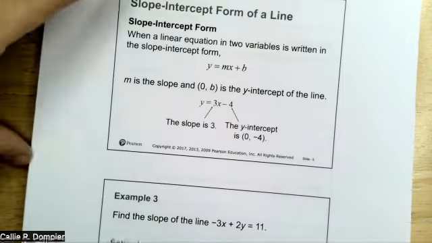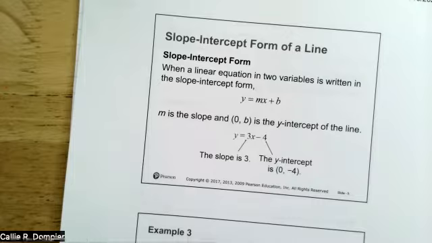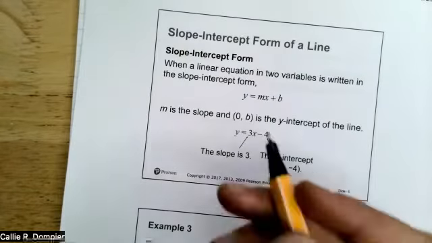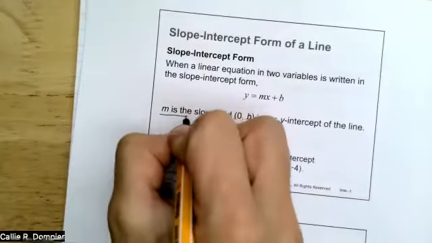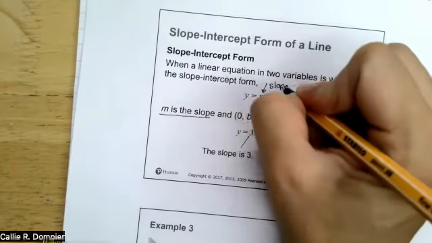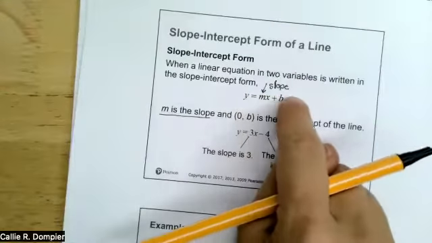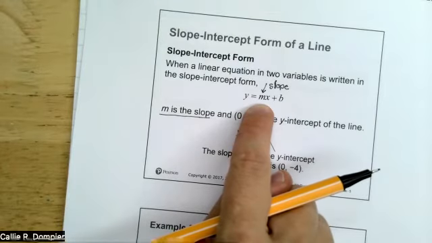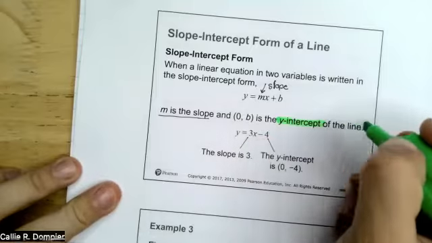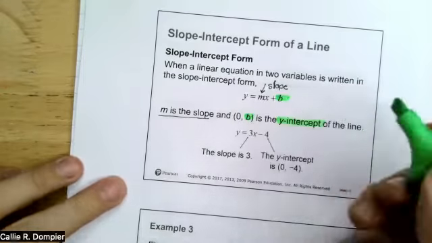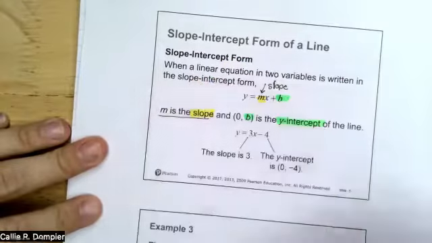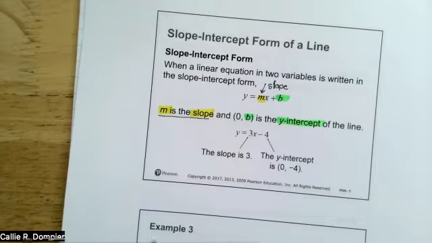All right, slope-intercept form of a line. When a linear equation in two variables is written in slope-intercept form, this is the most common form. This is the easiest form, the one you remember. y equals mx plus b, where m is the slope. This number is always your slope when you have it set equal to y and in its simplest form. The number that x is being multiplied by is your slope, and your y-intercept is b. So m is your slope, and b is your y-intercept.